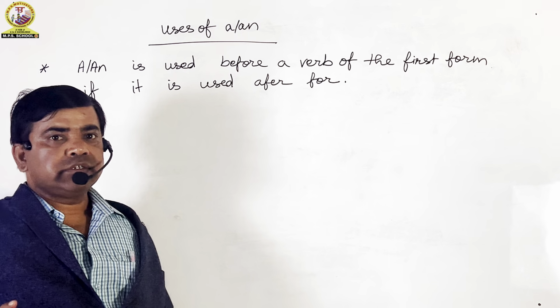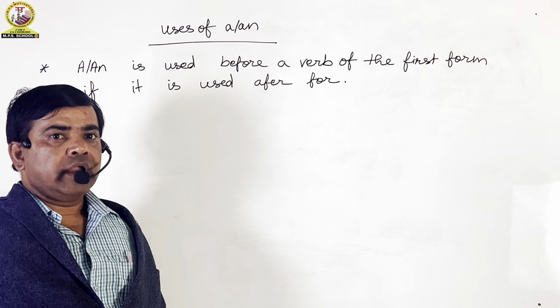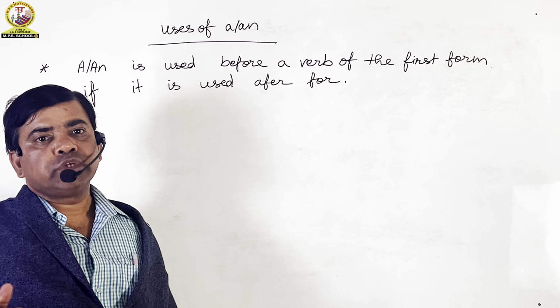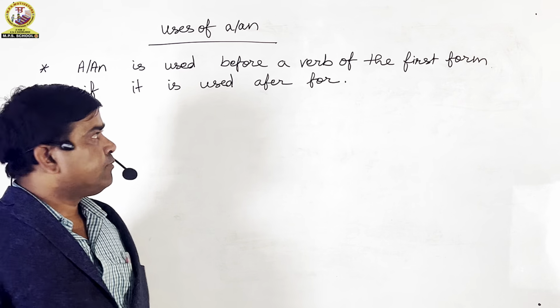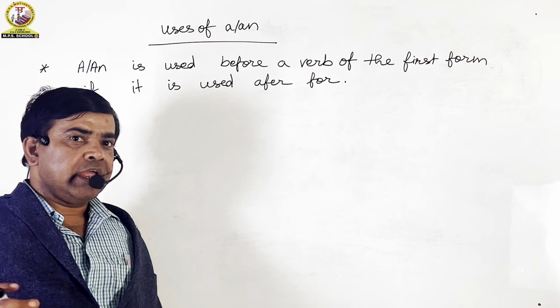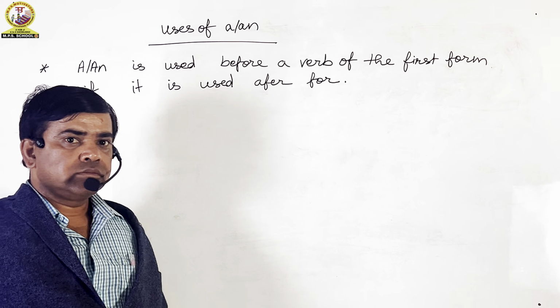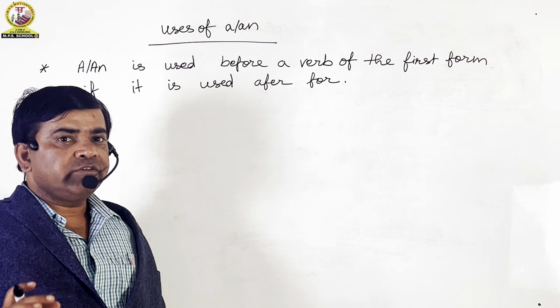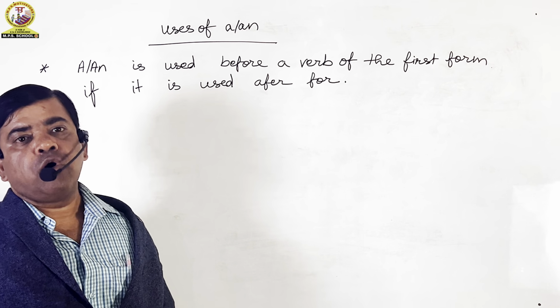The first point, and the first important point related to the usage of A or An, is that A or An is used before a verb of the first form if it is used after for.